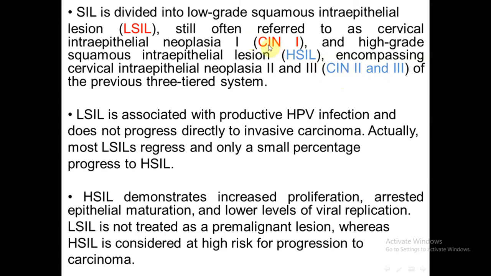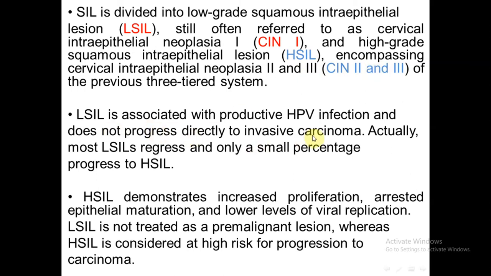Previously, they called CIN1 mild change, CIN2 moderate, and CIN3 a severe intraepithelial change of full thickness. Now we separate CIN1 as low grade, and CIN2 and CIN3 as high grade squamous intraepithelial lesion. We put these two categories under the term of high grade because they need the same treatment.